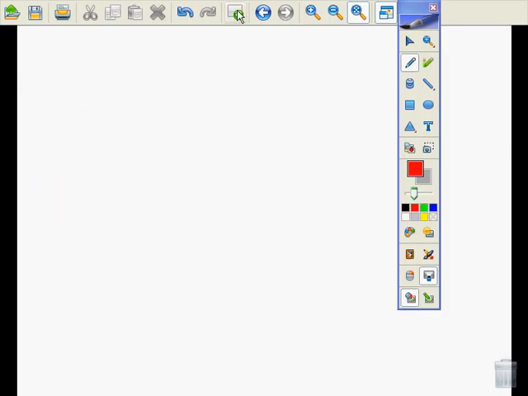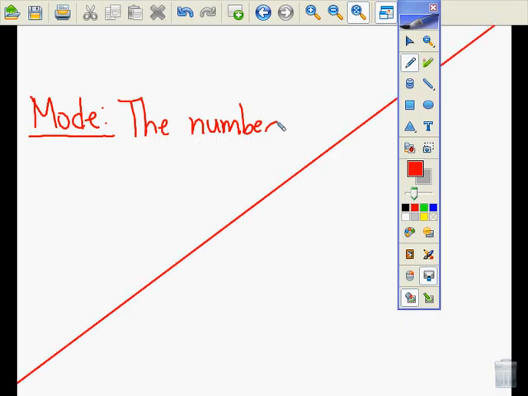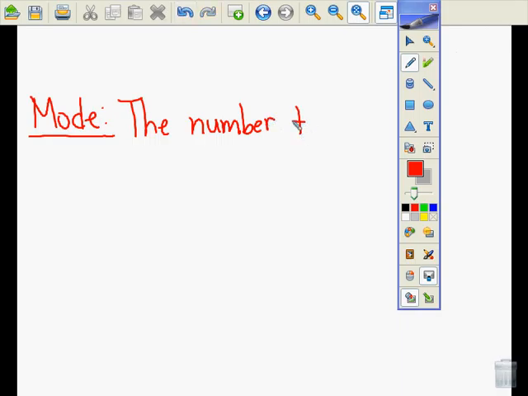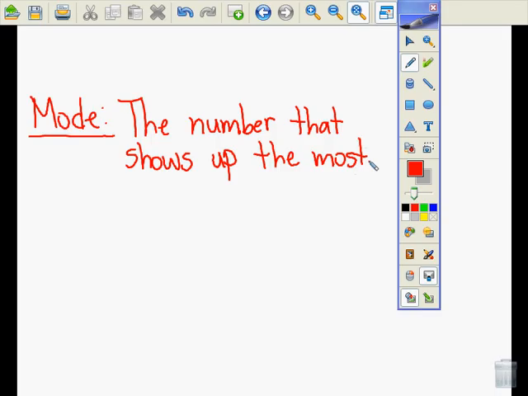Let's go to another new page. We'll just call it the number that shows up the most. And it is important to remember that the mode can be more than one number. You can have numbers that show up more than once with different numbers. You can have more than one mode.